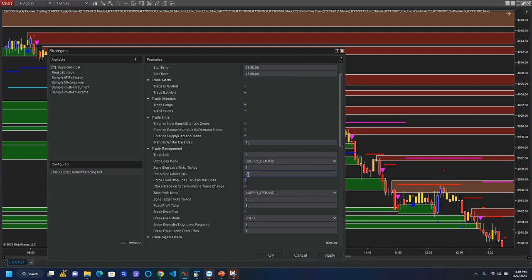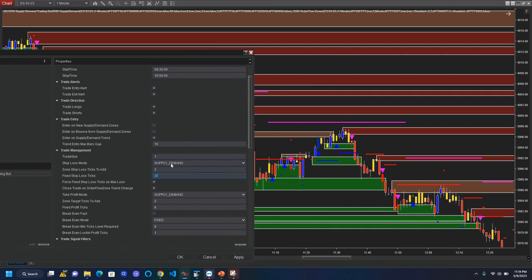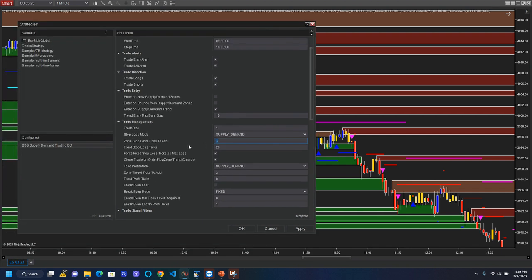If you choose this one, when you place the trade initially, it will be a 20 tick stop loss. But since you chose supply and demand, it won't stay there all the time. As the market moves, the stop loss is going to move automatically below each zone, as we said, 3 ticks below. All right, we covered this.